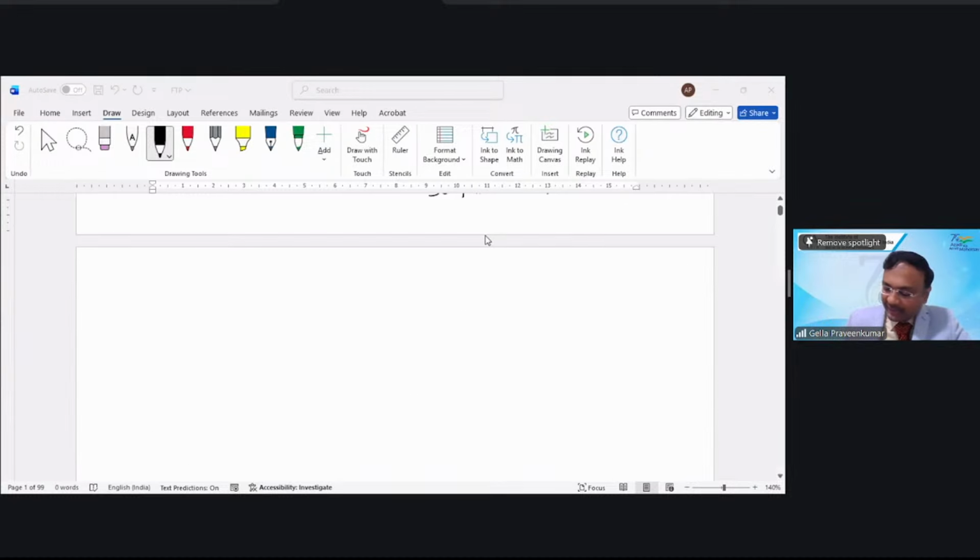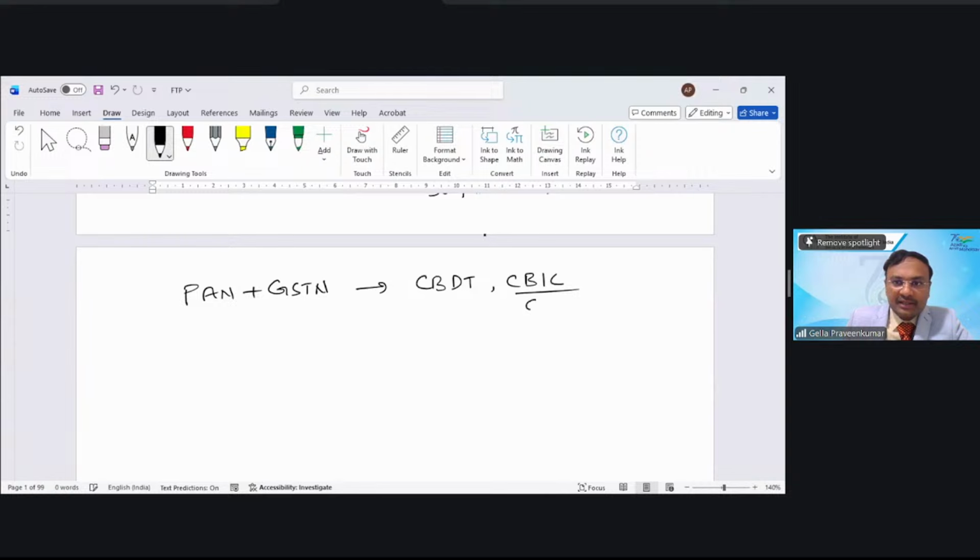So how does it happen? We have something called PAN. We have something called GSTN. This is for our CBDT. This is for our CBIC, that is your GST law and customs law. Similar to this, I have something called IEC, which is under my DGFT.